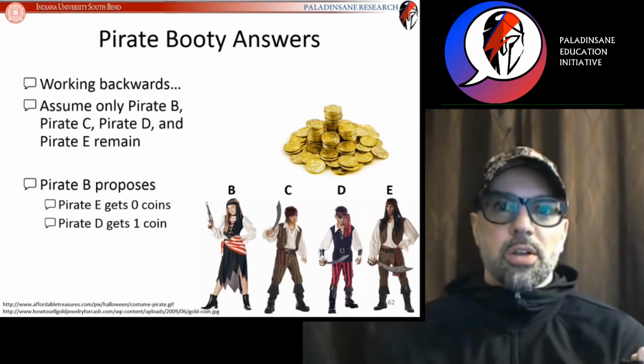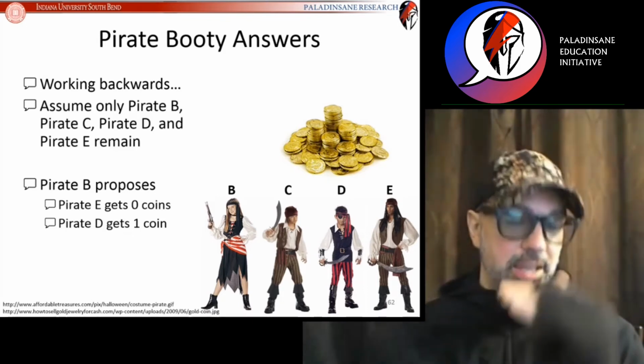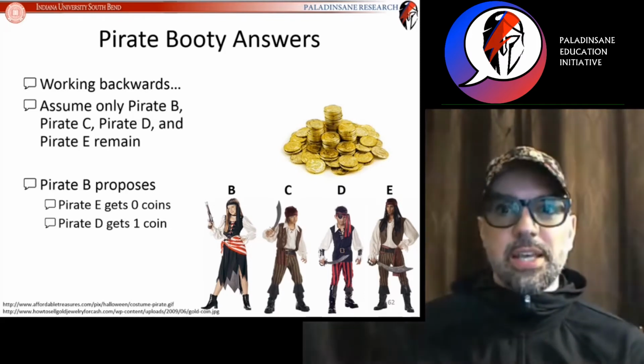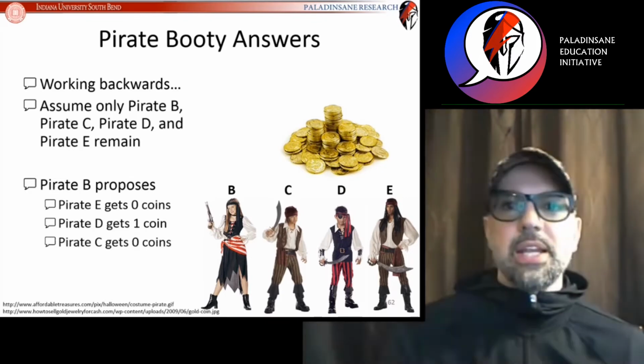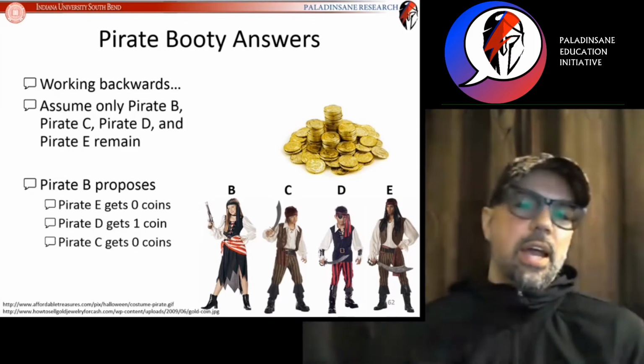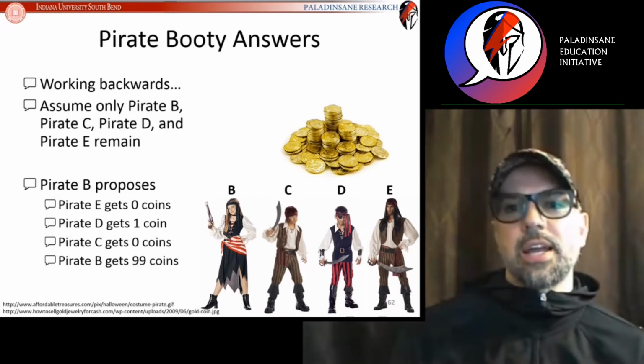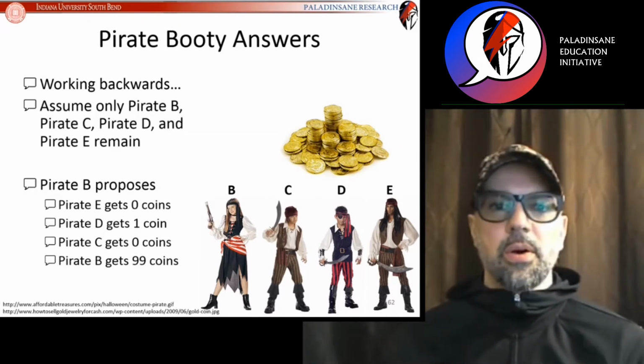So if he wants 1 coin because he's greedy, and that he is, remember that's rule number 2, Pirate D is going to take that 1 coin. Pirate C, I don't need him, so I'm going to give him 0 coins, and that's going to leave me with 99 coins. So this goes to a vote.